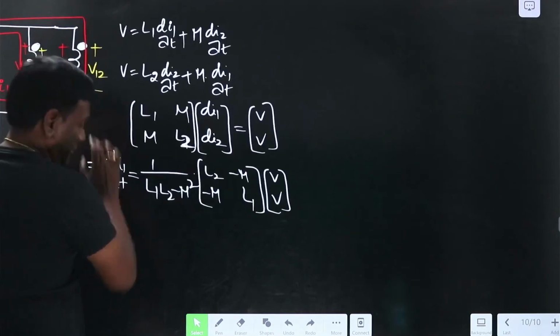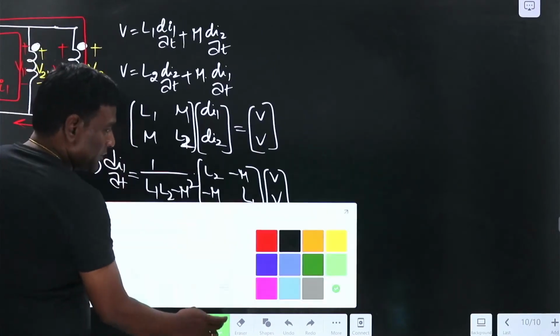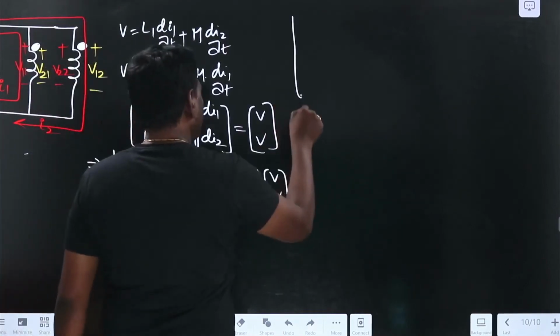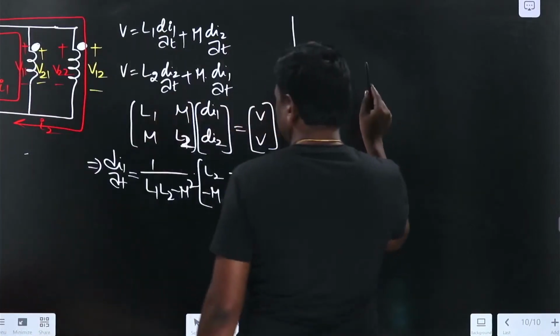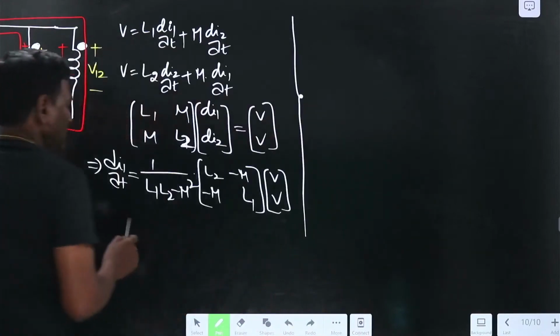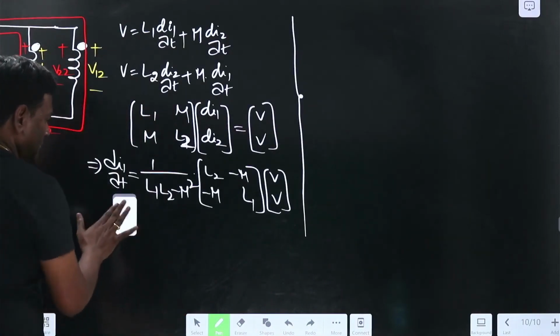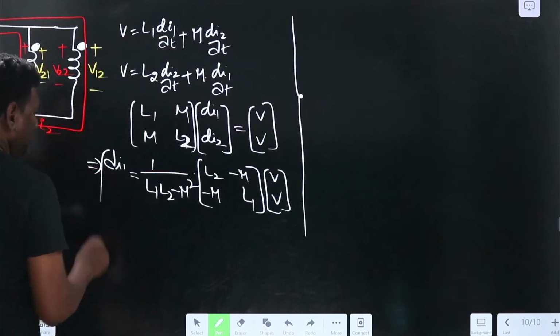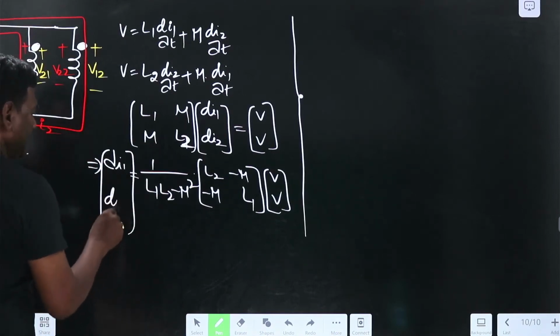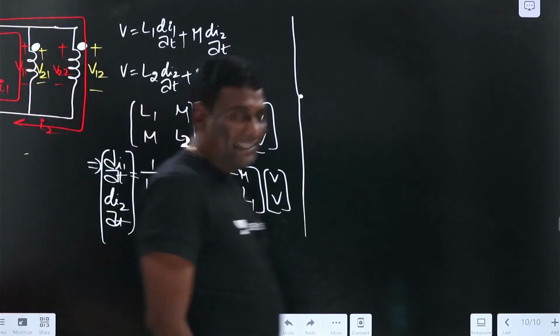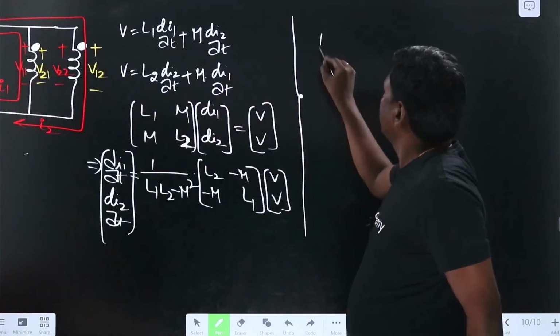Okay, this is not required now. Now let me think of the second one. Okay, just a minute guys, I made a small mistake. di1 by dt, di2 by dt. Okay, now let us write what is di1 by dt.